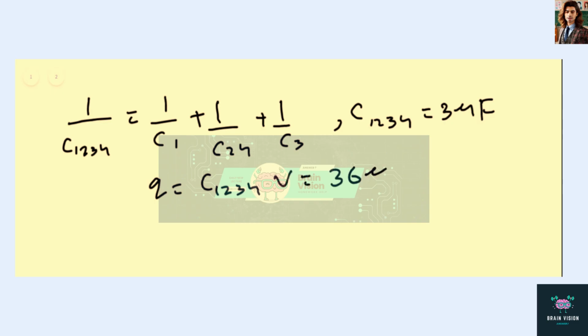For part A, this represents a change relative to the initial charge of delta Q is equal to 7.20 microcoulomb.